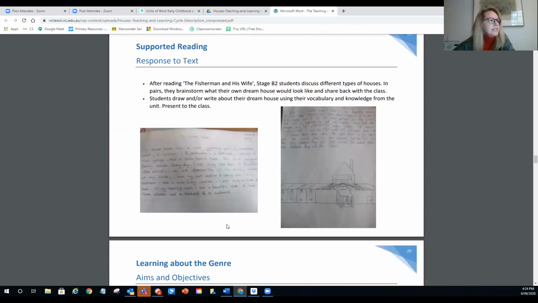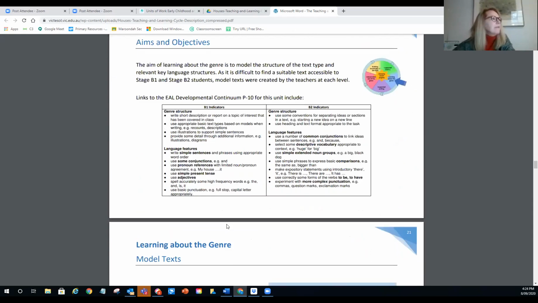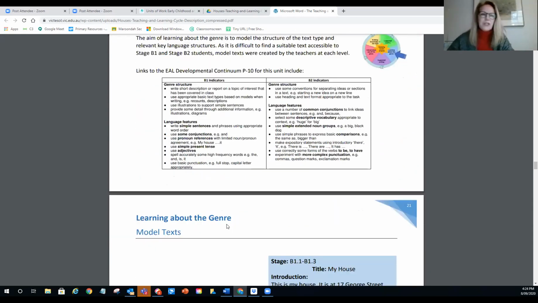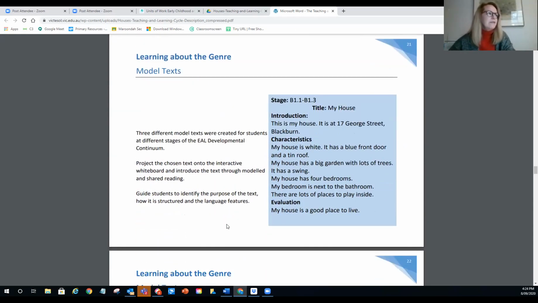Responses to texts, I'll flip through, I'm looking at the time. I'm up to learning about the genre. So we found, my colleague and I, that it's very difficult to find appropriate texts for our students. So we had to write our own, and that's a really tough task, as we found out.